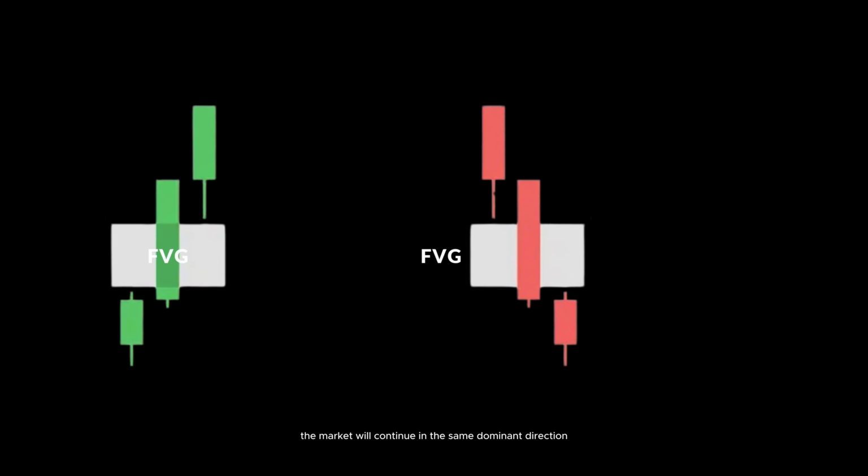Firstly, let's understand the fair value gap, which is a 3-candlestick pattern characterized by a significant gap between the shadows of the first and last candles with no overlap. These gaps occur due to an imbalance between buyers and sellers, leading to sharp moves. The market often revisits these gaps to fill remaining orders and restore balance. If there's enough liquidity, the market will continue in the same dominant direction.